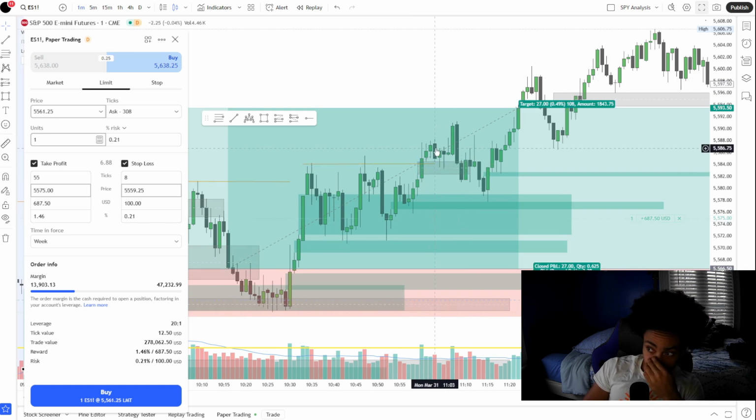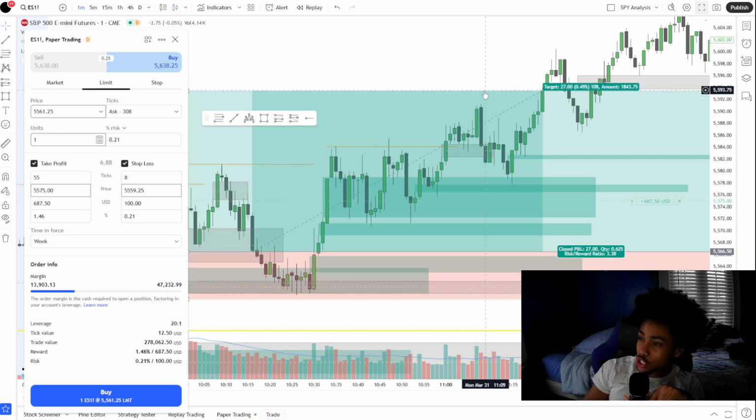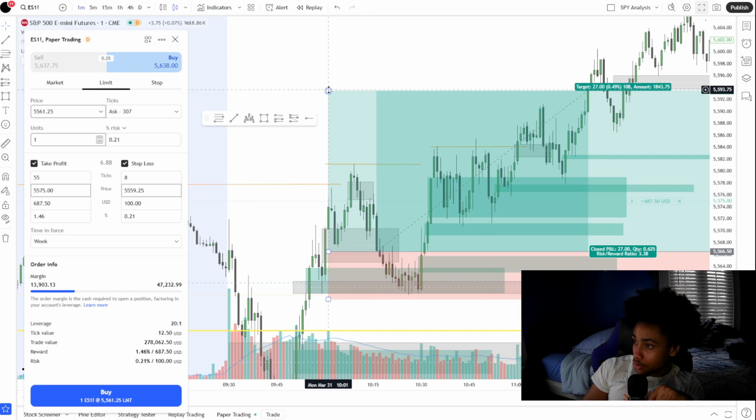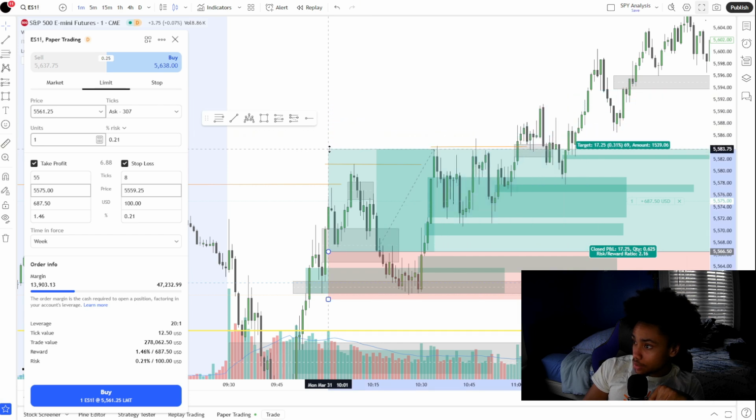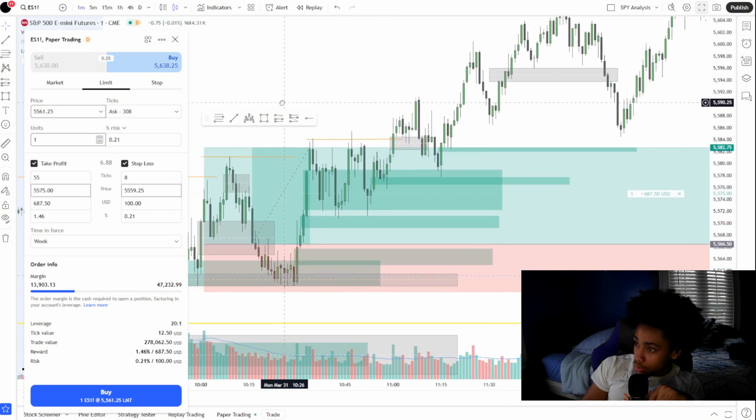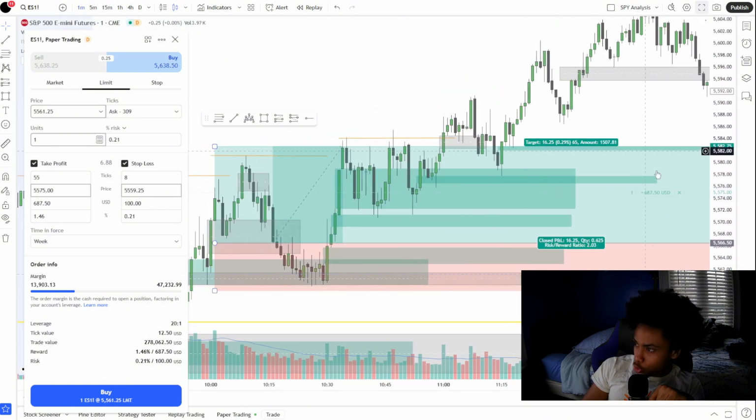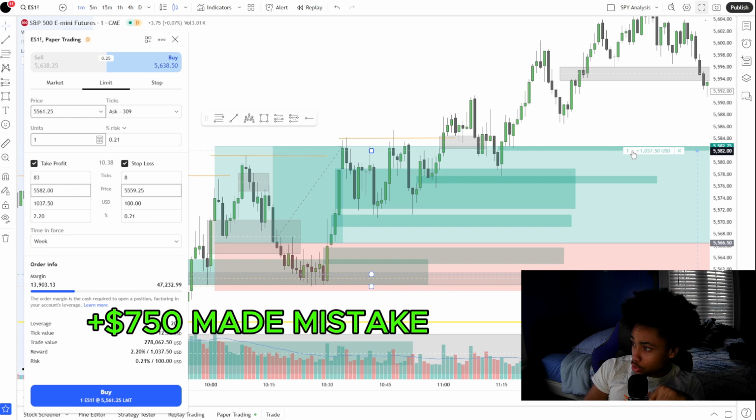Now this fair value gap. Okay, boom. Price came up. Now what do we see happen again? A strong candle to the downside. All right, a strong candle to the downside. Now price is at a 1 to 2. You're at a 1 to 2 on one contract. You are up $1,000 on one contract, by the way.